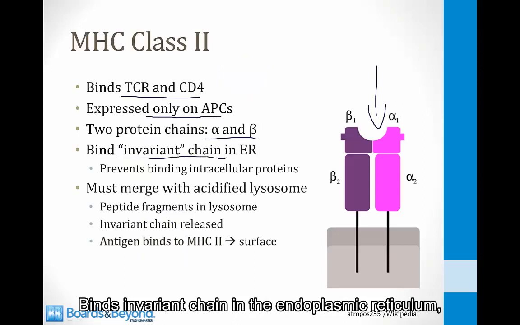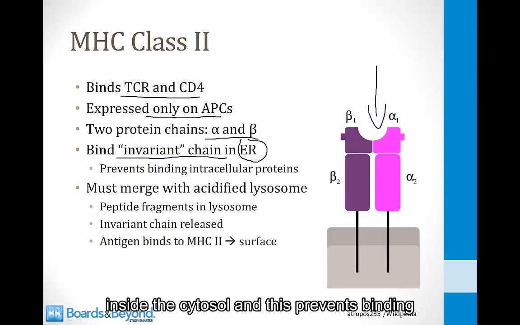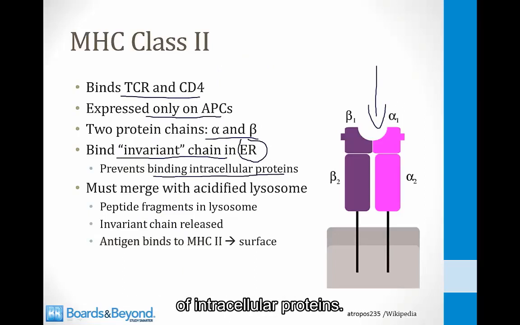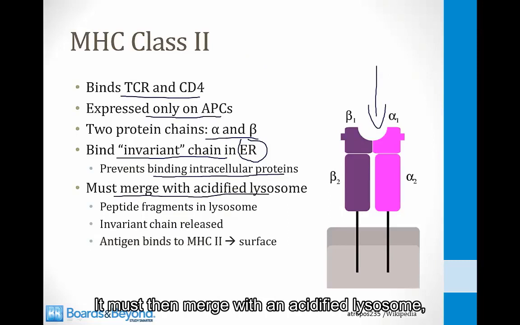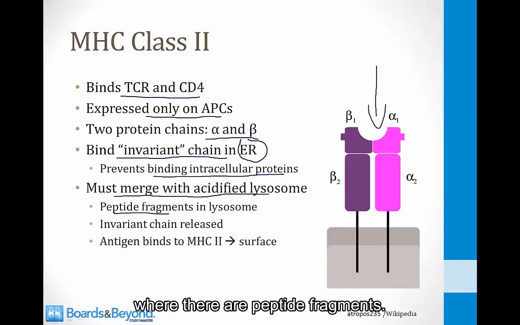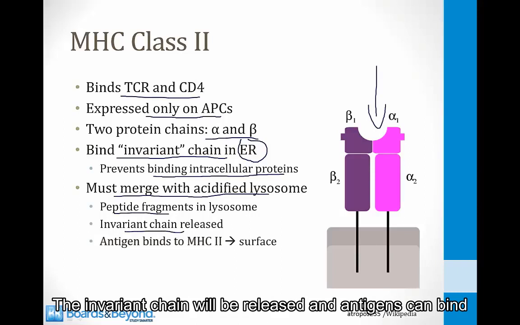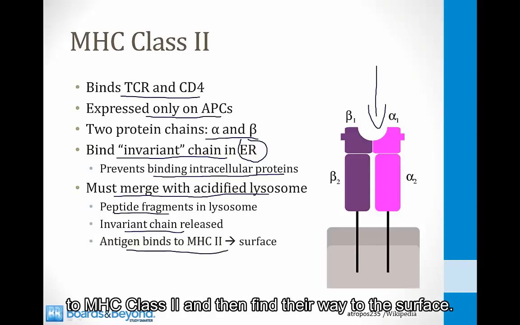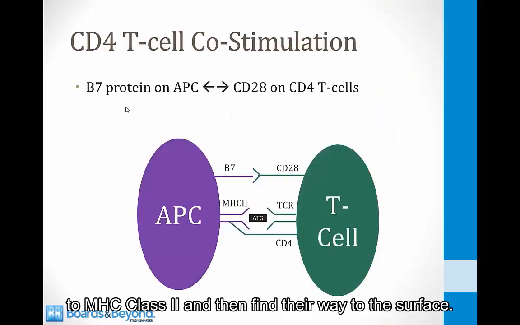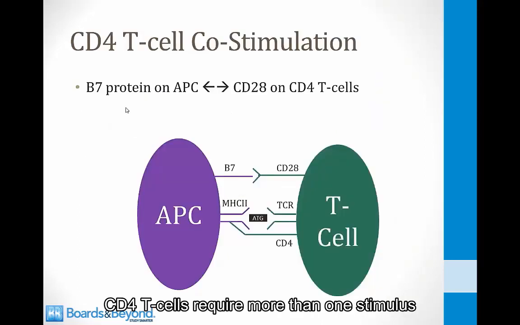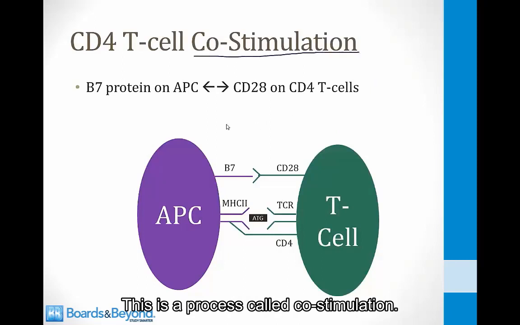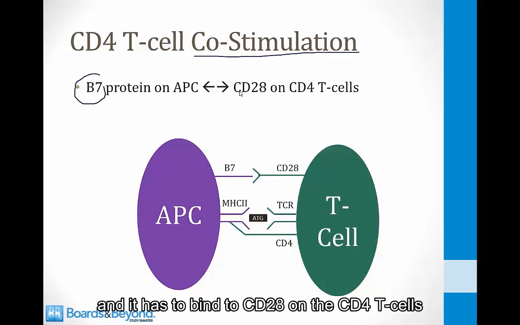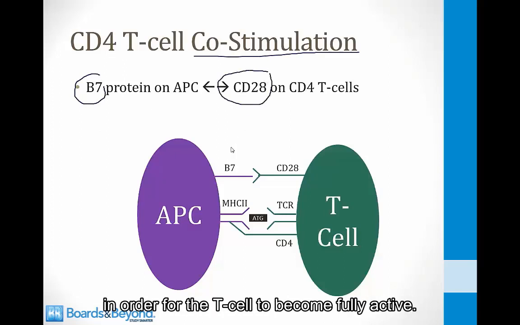It binds invariant chain in the endoplasmic reticulum inside the cytosol, and this prevents binding of intracellular proteins. It must then merge with an acidified lysosome where there are peptide fragments. The invariant chain will be released, and antigens can bind to MHC class II and then find their way to the surface. CD4 T cells require more than one stimulus in order to become fully active. This is a process called co-stimulation. There is a protein on the surface of antigen-presenting cells called B7, and it has to bind to CD28 on the CD4 T cells in order for the T cell to become fully active.